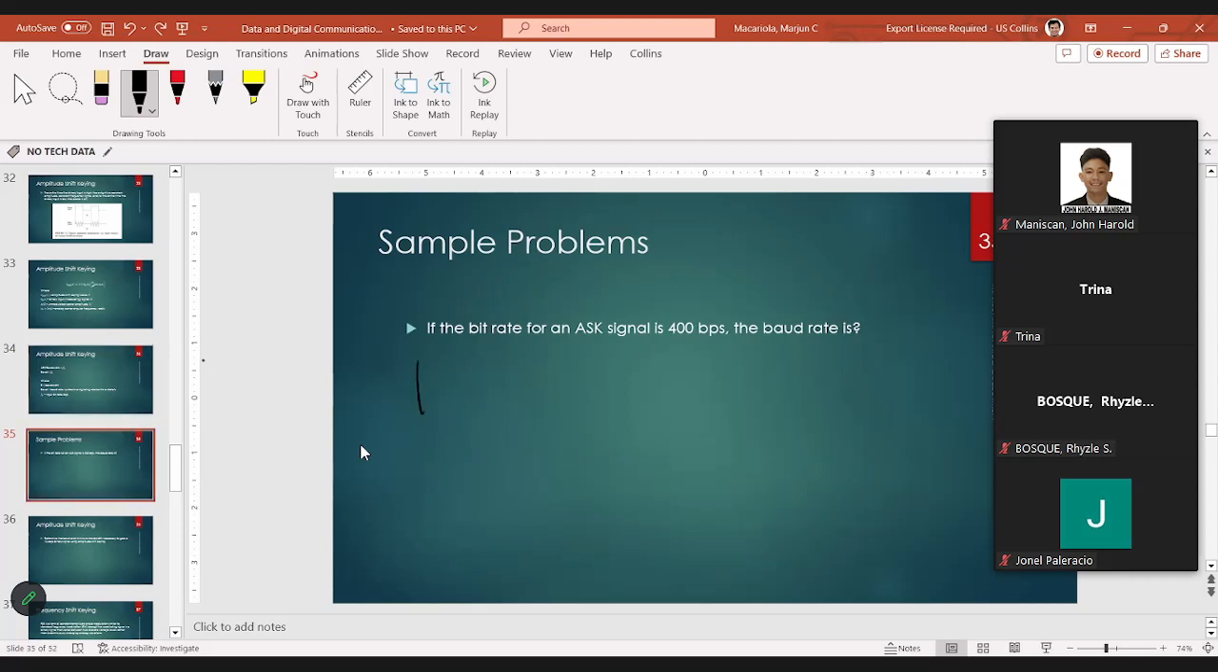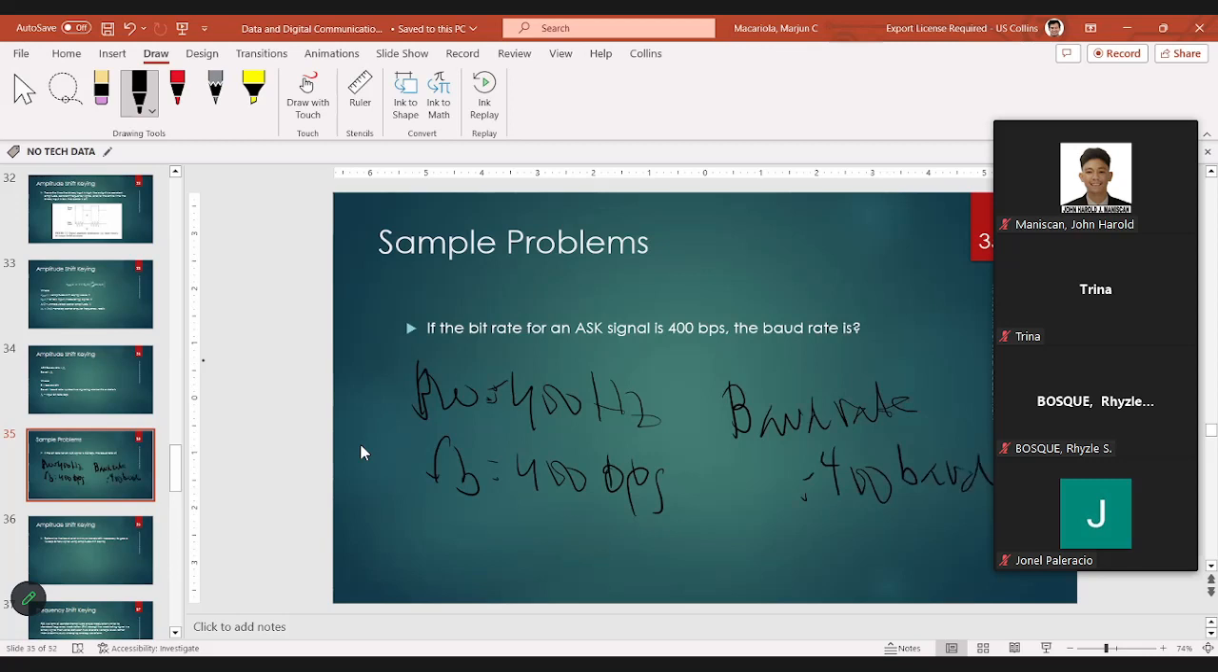Okay, so halimbawa hinahanap yung bandwidth. So bandwidth is equal to 400 hertz. FB is equal to 400 BPS. And the baud rate is equal to 400 baud. Okay? Gets? Yes po. Okay, next.